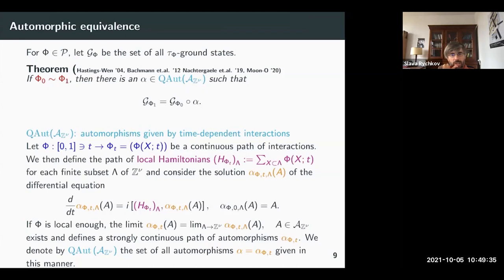So this path, Yoshiko, can you say whether the path phi of x, t that appears on this slide has to be chosen very carefully, or is it just the same path which comes from the definition of the fact that phi zero is equivalent to phi one?